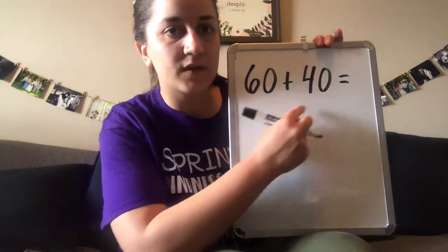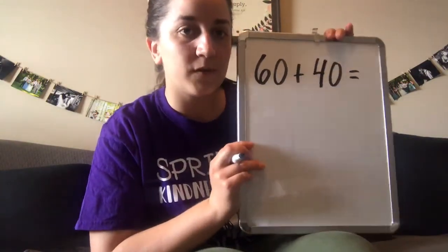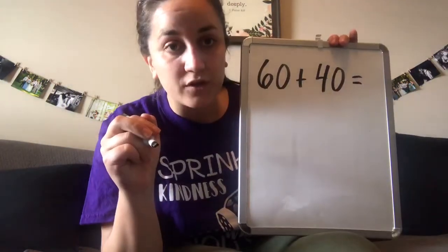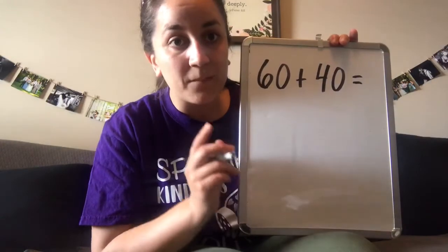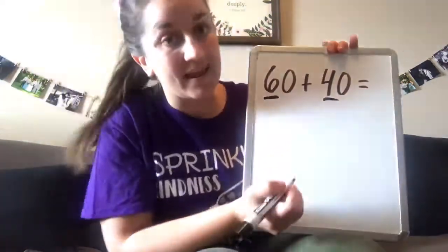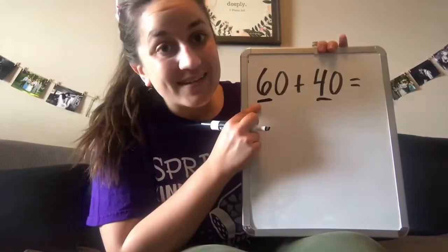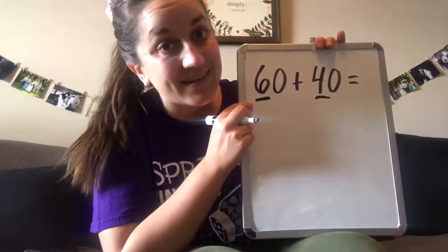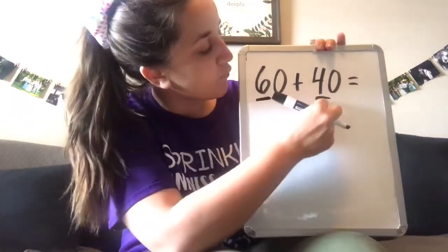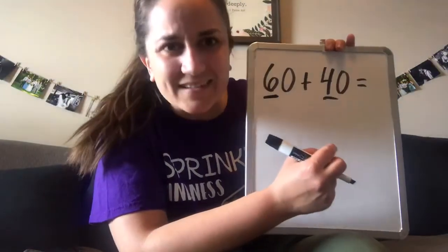My next problem, I think you'll really like this one. It's 60 plus 40. I'm going to give you a moment to solve that problem. Maybe you're doing it in your head. Maybe you're drawing a quick picture. Maybe you're using a number grid. But 60 plus 40. Now I'm going to show you if I add my tens. 6 tens, because it's in the first place. It's worth tens. It's the tens place. So 6 tens plus 4 tens equals 10 tens.